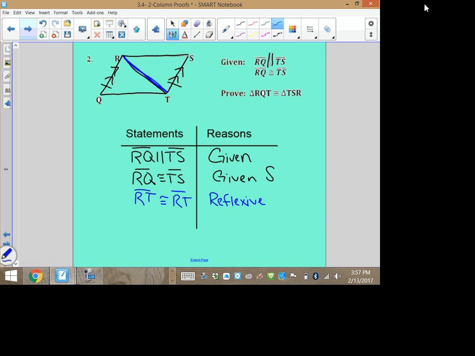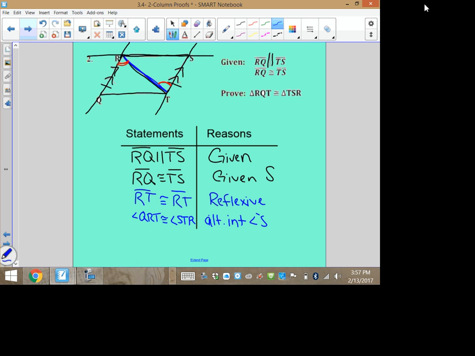And then since these lines are parallel to each other, what can you note? Think back to Unit 2 and our stations. If I look at this transversal and these two angles right here, what do I know about those two angles? They have to be congruent because here I have angle QRT is congruent to angle STR. And I know that by alternate interior angles.